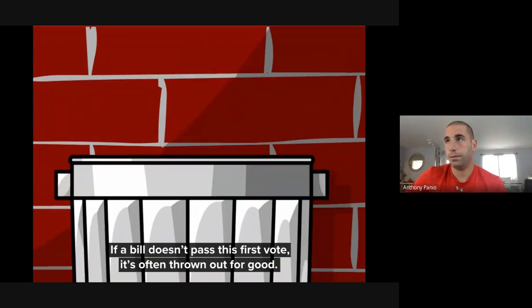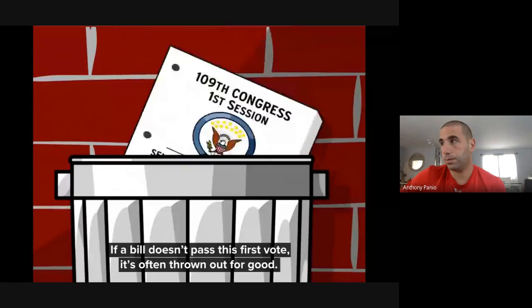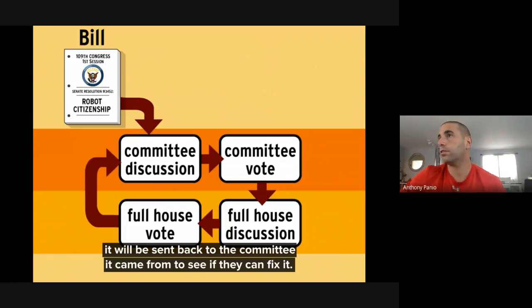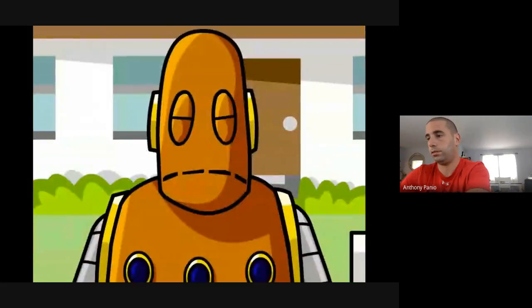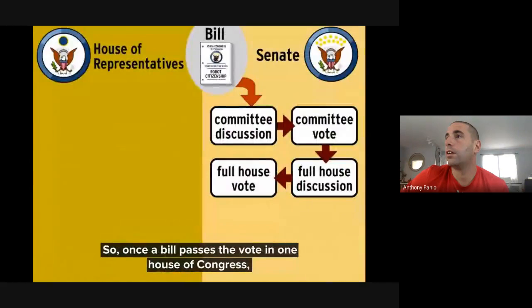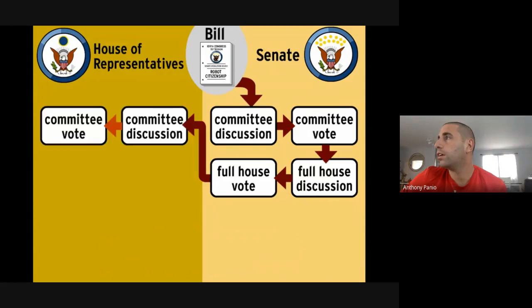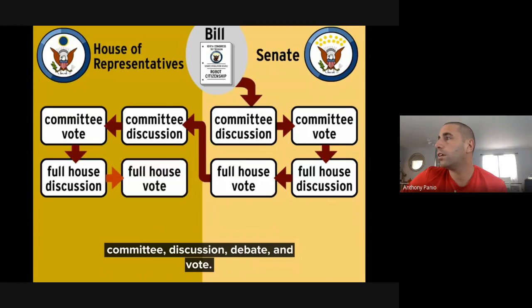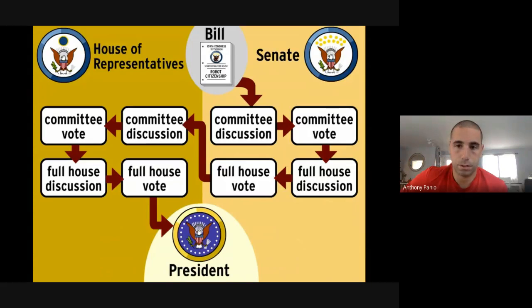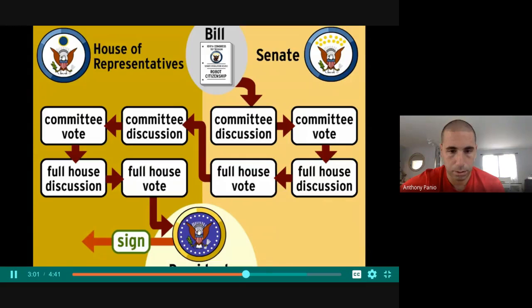If a bill doesn't pass this first vote, it's often thrown out for good. But lots of times it'll be sent back to the committee it came from to see if they can fix it. That's right, there are tons of opportunities for a bill to be thrown out before it ever becomes a law. So, once a bill passes the vote in one House of Congress, it goes to the other one for the same process: committee, discussion, debate, and vote. If the bill passes both the House and the Senate, it goes to the President. The President can decide to either sign the bill, at which point it becomes a law.